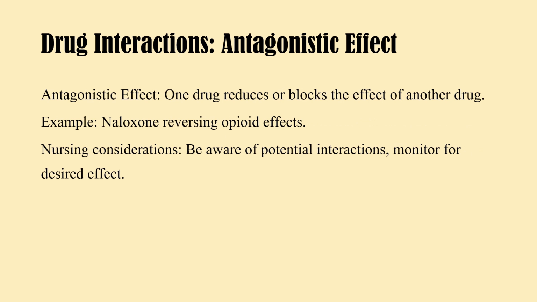Drug interactions happen when one drug changes the effect of another. An antagonistic effect occurs when one drug reduces or blocks another's effect. Naloxone, for example, reverses the effects of opioids. Awareness of potential interactions and monitoring the drug's desired effect are vital for patient safety.